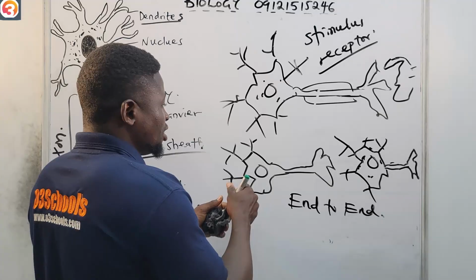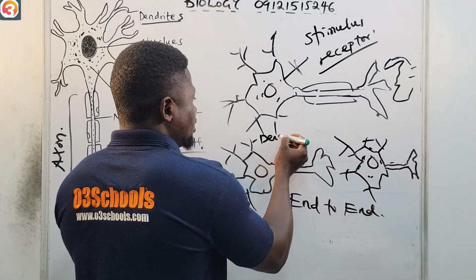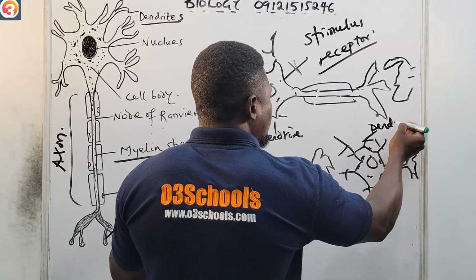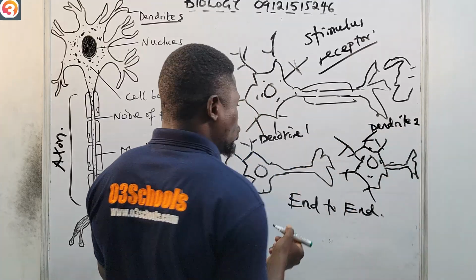So this is the dendrite somewhere here. This is the dendrite of the first neuron. This one is another dendrite, let me say dendrite 2. This is dendrite 1.